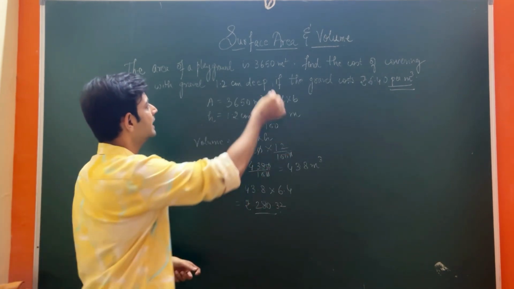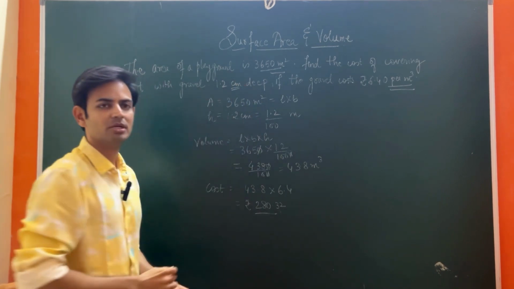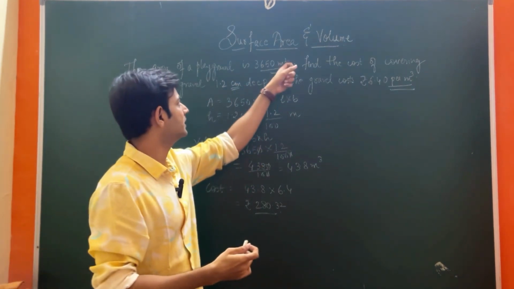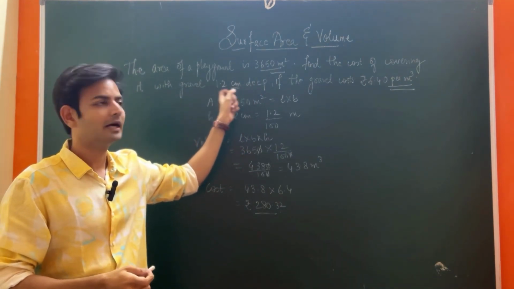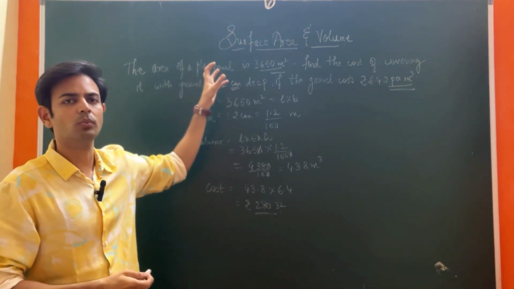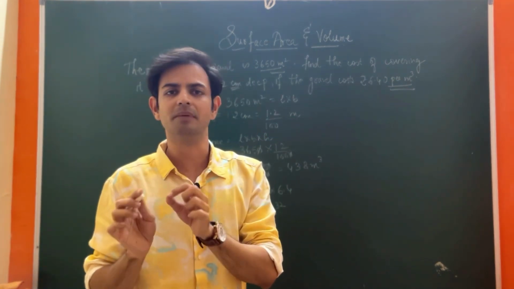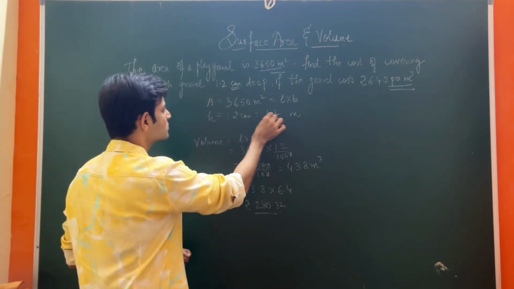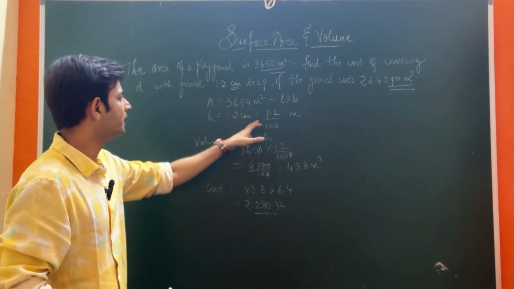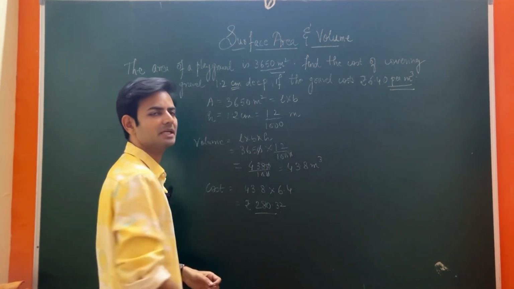Now remember, this is in meter square and this is given in centimeter. So either we convert this in centimeter square or we convert this into meter. Now I would suggest you convert this into meter because the cost given to us is in meter cube. So I convert this height as 1.2 upon 100, which ultimately becomes 12 upon 1000 meters.